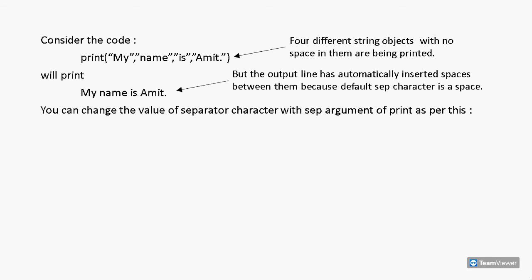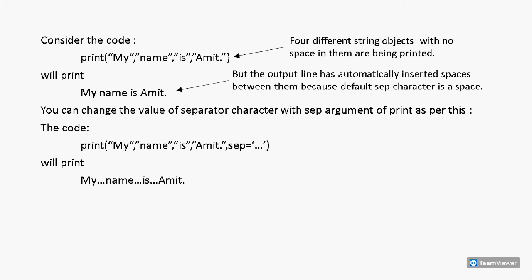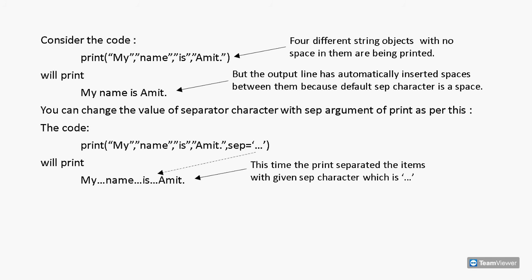You can change the value of the separator character with the sep argument of the print function. As per this code: print("my", "name", "is", "Amit.", sep='...'). This will print: my...name...is...Amit. The separator value is appearing in between all these objects. This time the print separated the items with the given sep character, which is three dots.